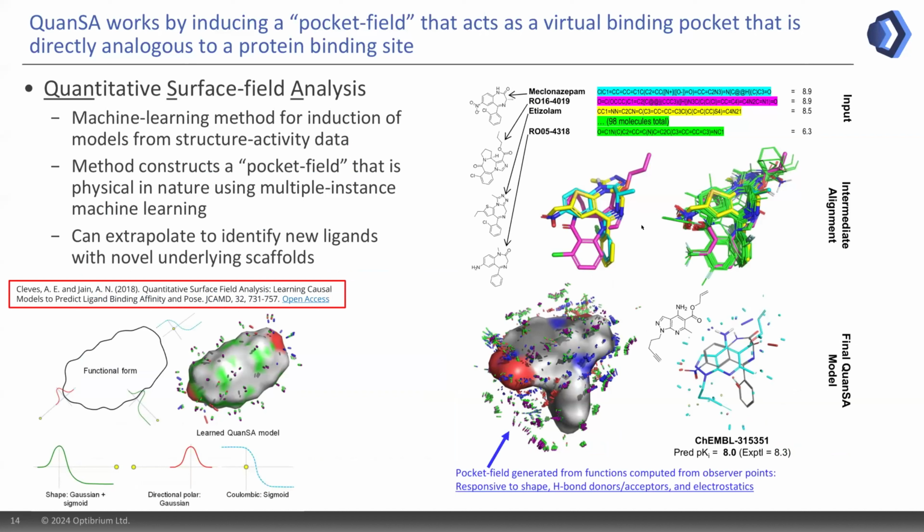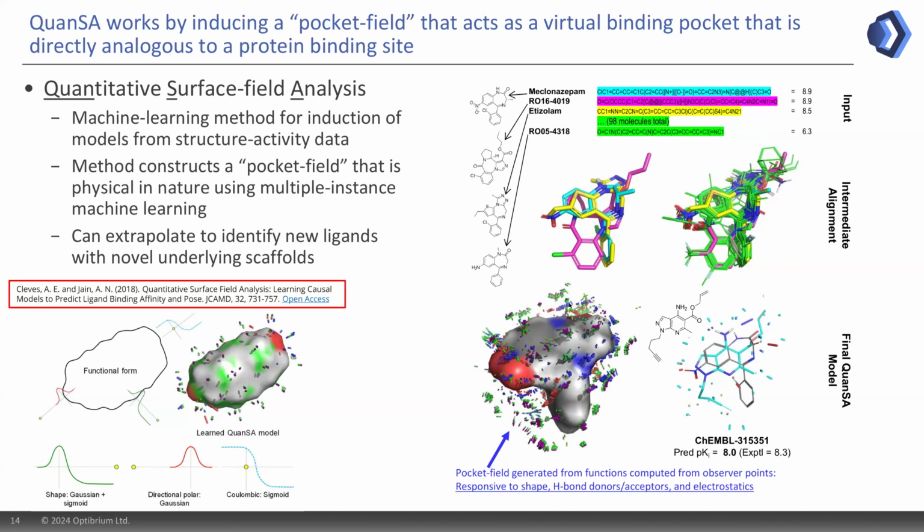And then using multiple instance machine learning and a process of iterative refinement, we begin by generating first small cliques and then larger cliques of the training molecules. Here you see a depiction of the surface envelope surrounding the optimal final poses of the training molecules, as well as the induced pocket field.